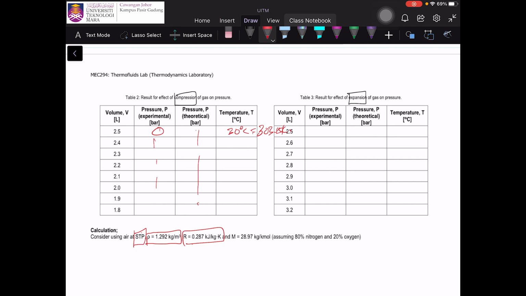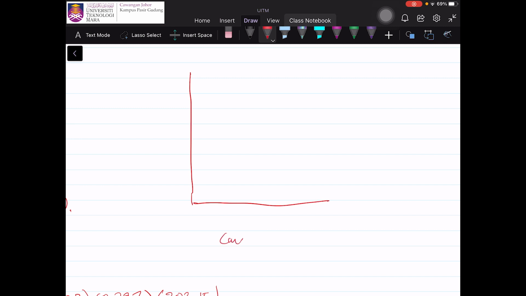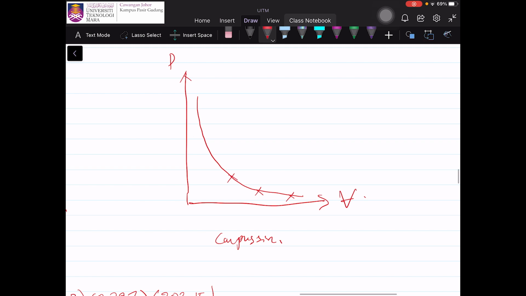After you complete this table, you need to plot the graph between the pressure and volume. You plot for the compression and also expansion. For the compression one, P versus V, most likely you will get this kind of shape for the theoretical pressure versus volume. Make sure you have the units here, and then you plot using Excel. So this is the theoretical.